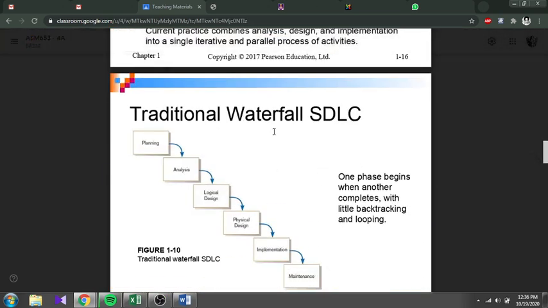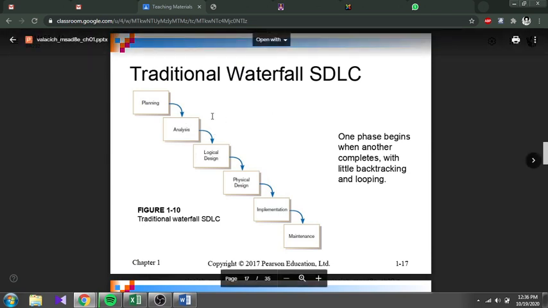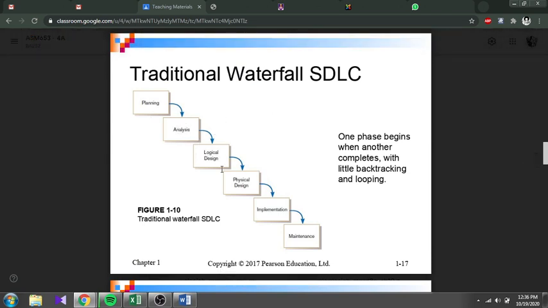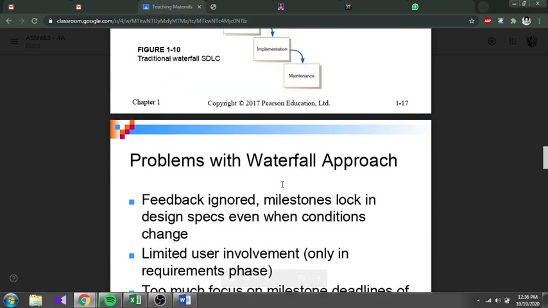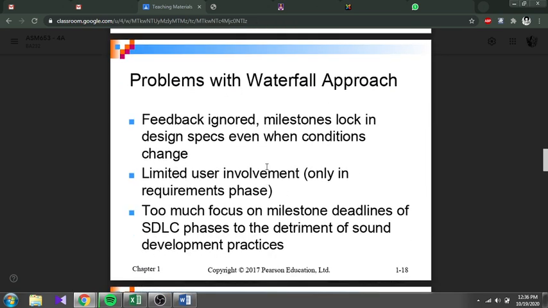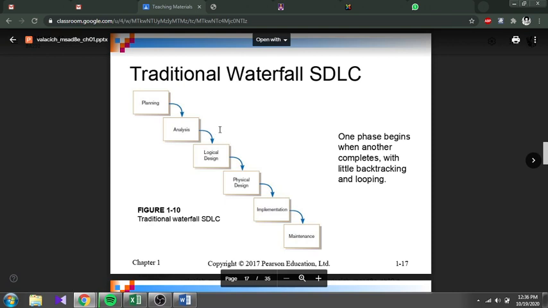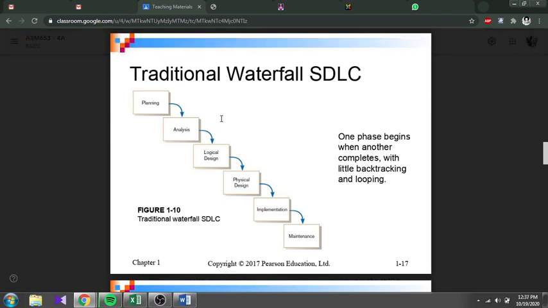Okay, this is the traditional waterfall SDLC. You just look at this one. Some have planning, analysis, design, implementation. They just have logical and physical. Problems with the waterfall approach: feedback ignores milestones, locks in design specs even when conditions change, limited user involvement, too much focus on milestone deadlines of SDLC phases, to the detriment of sound development practice. Okay, because they want to make the system development as soon as possible.